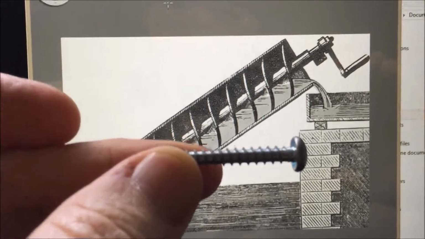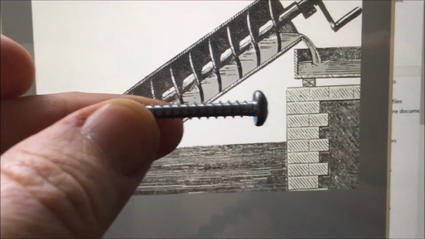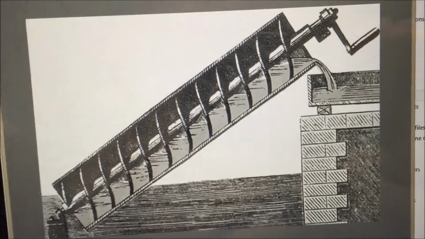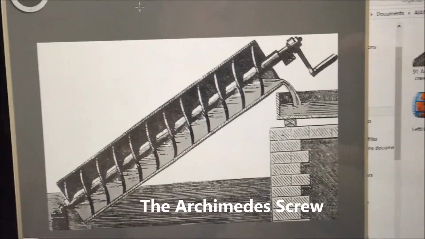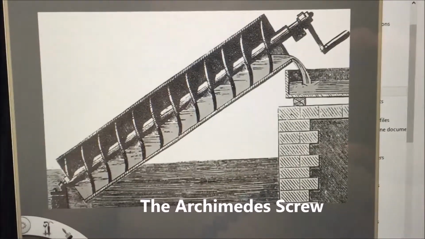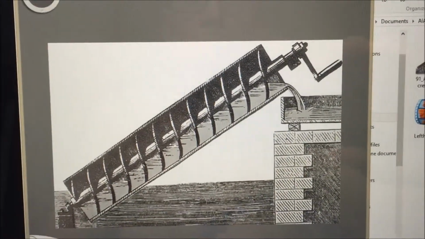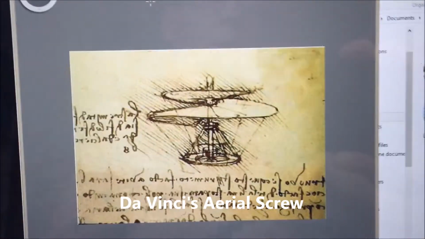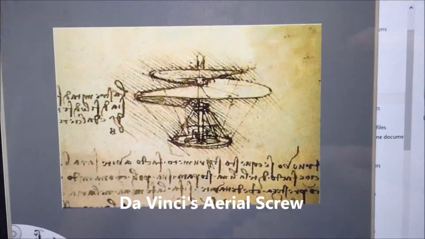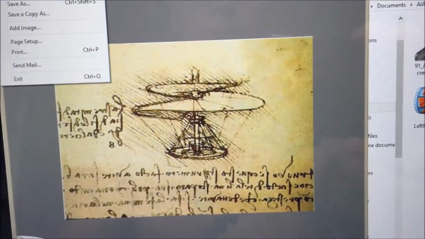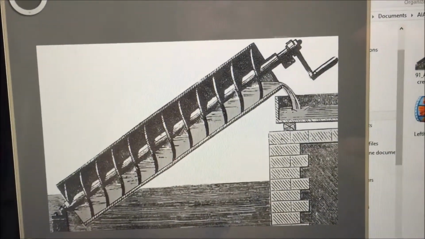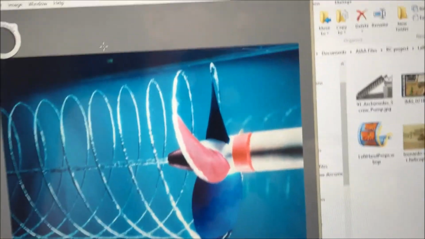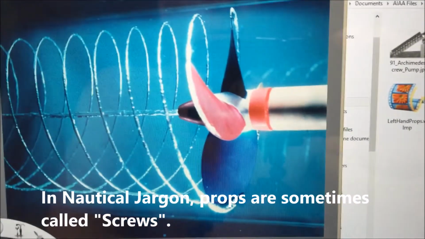The concept of a screw originated about 400 BC, before the Common Era, and it likely inspired Archimedes to invent what we today refer to as an Archimedes screw, which has been used for thousands of years for agricultural irrigation. And it likely also inspired drawings by Da Vinci of what he called his aerial screw. But the Archimedes screw definitely inspired the use of marine propellers, which are even today referred to in nautical terms as screws.